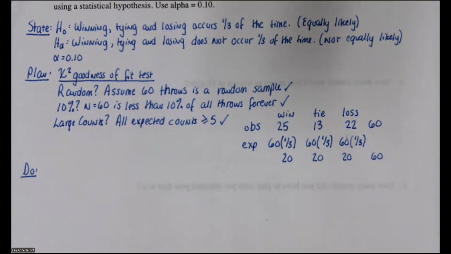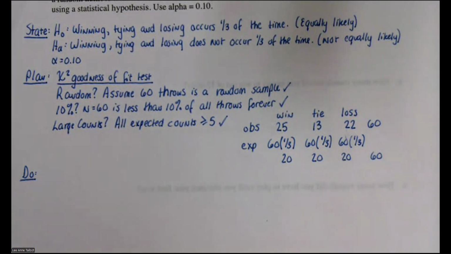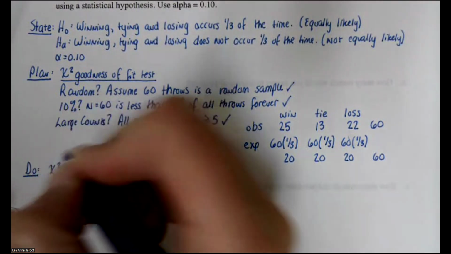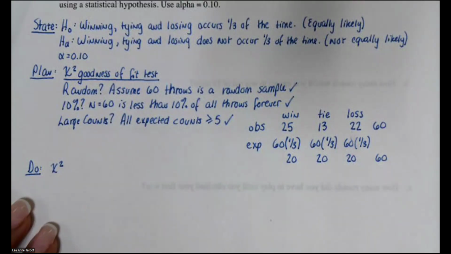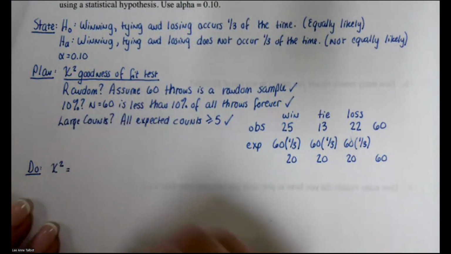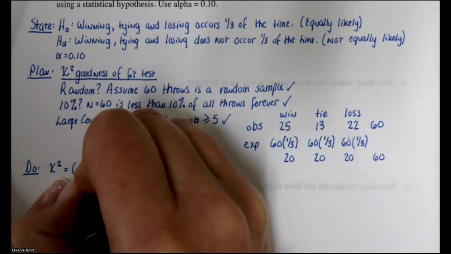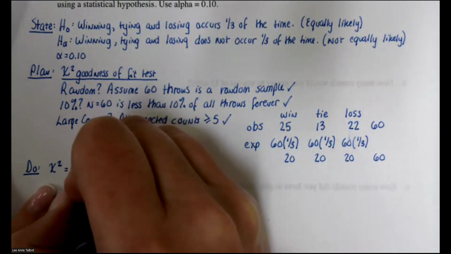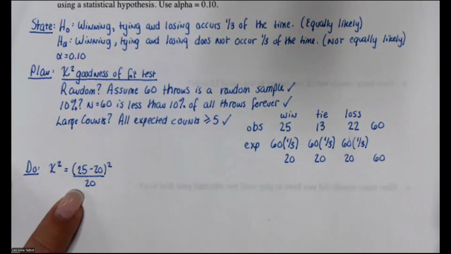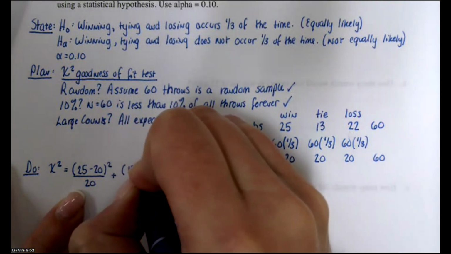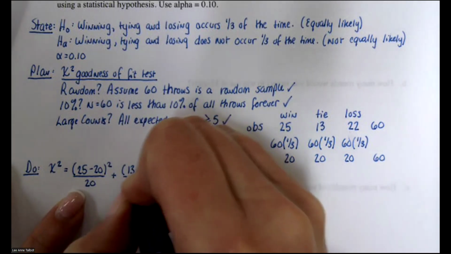In this problem, it really makes sense to just do it by hand. But you can do it in L1 and L2 if you like. It's up to you. We have to write the first two and the last one of the chi-square statistic anyway. So, observed minus expected squared over expected, plus observed minus expected squared over expected.